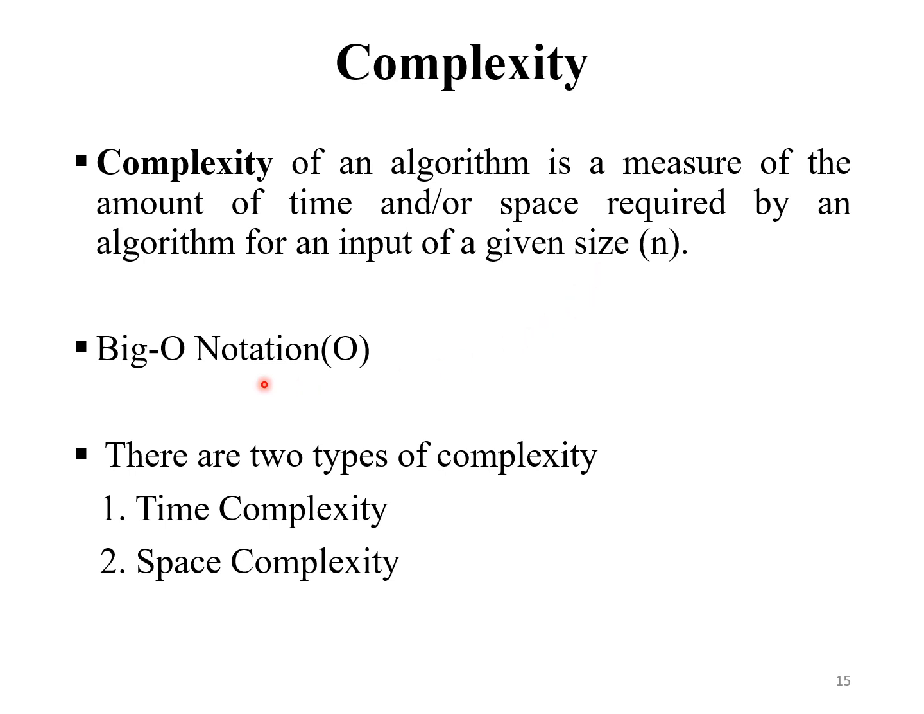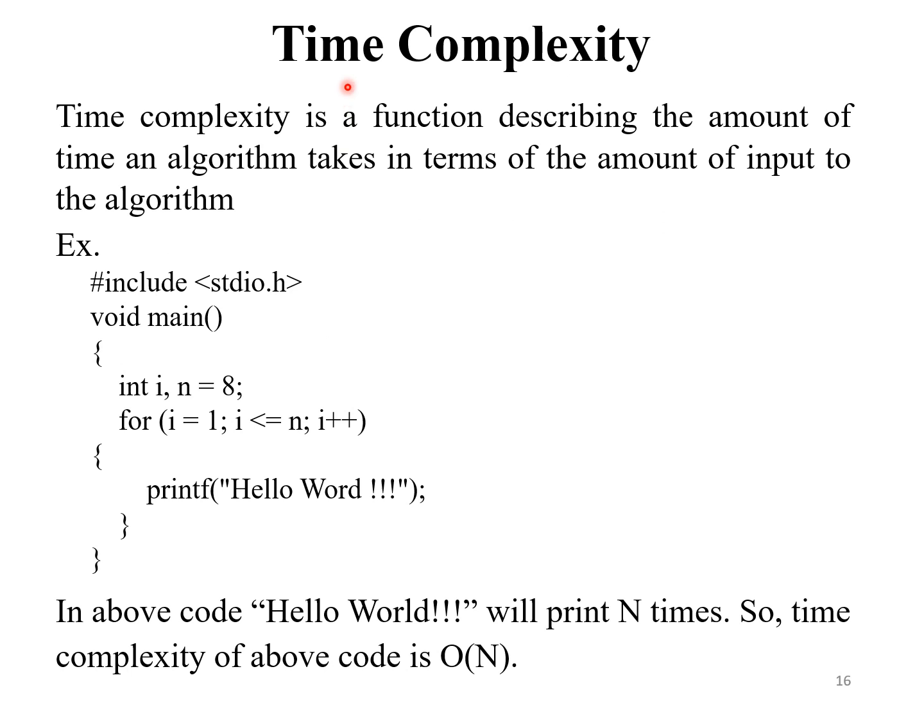Notation of complexity is big O. There are two types of complexity, time complexity and space complexity. So let's discuss these two types in the next slide. Time complexity is a function describing the amount of time an algorithm takes in terms of the amount of input to the algorithm. This time complexity means the amount of time required to run the program.